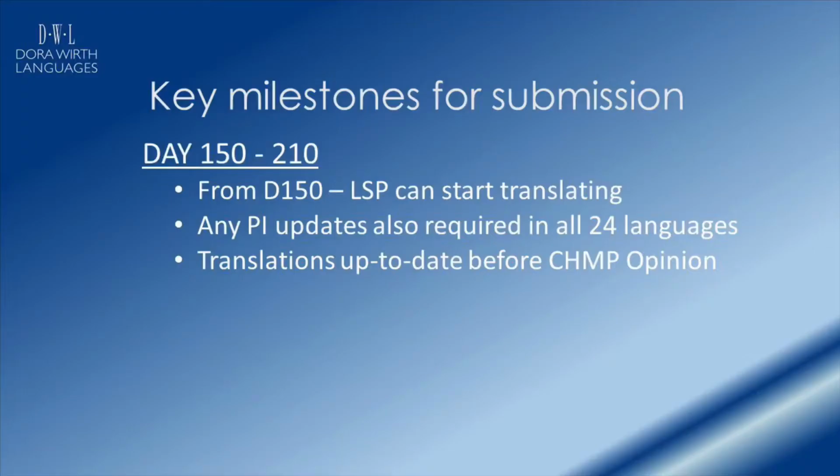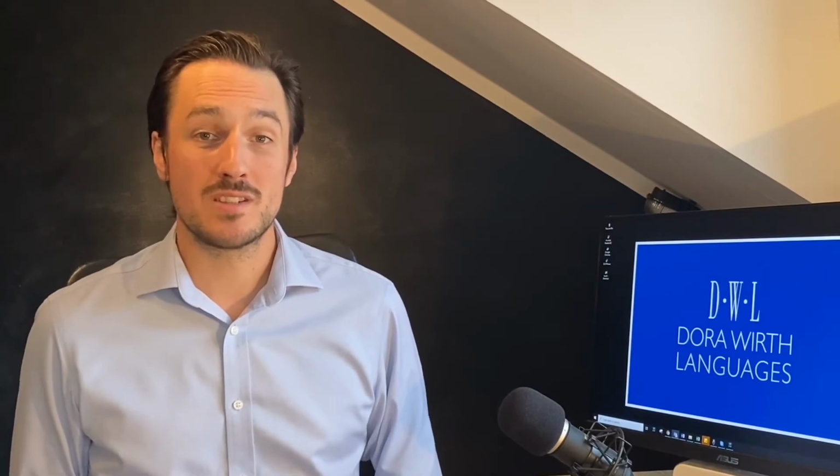At day 150, you can give the green light to your language service provider, or LSP, to begin translating your English PI into the 24 languages required for each centralised MA. Any updates to the English PI between day 150 and day 210 will need to be reflected in the target language translations. It's a good idea to have 24 up-to-date translations before CHMP opinion and the 5-day window.